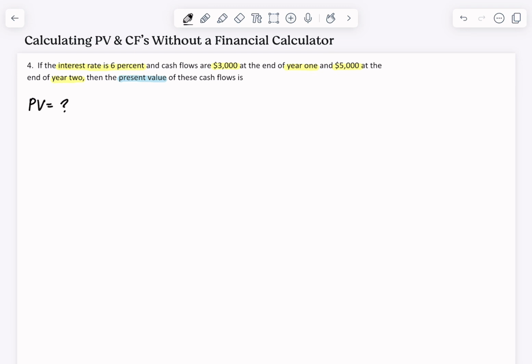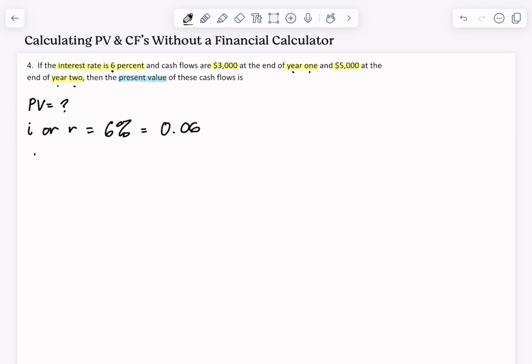We don't know that. And then it gives us the interest rate, which is I or R. And these are two ways that it is notated. So that's going to be 6%. But you have to leave this in numerical value for when we solve. So it'll be 0.06. Now, this problem gives us 2 years of cash flows, but they're two different values.